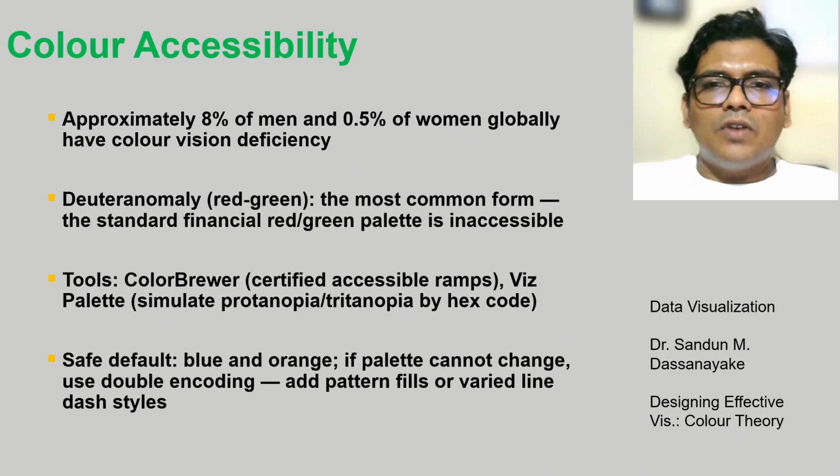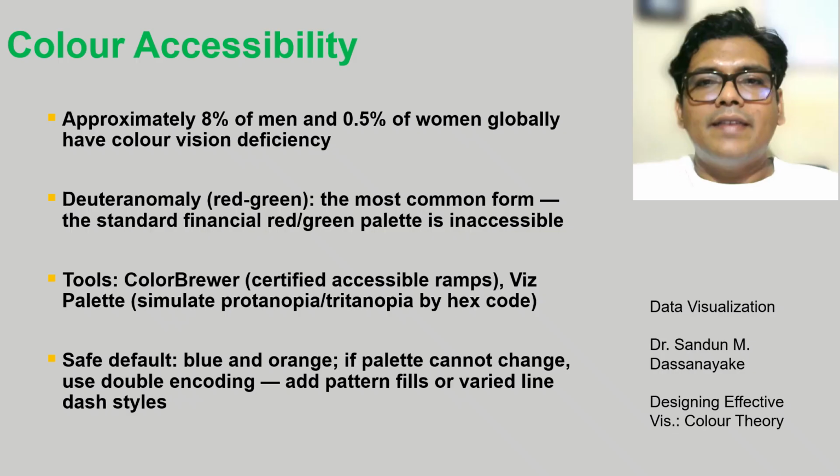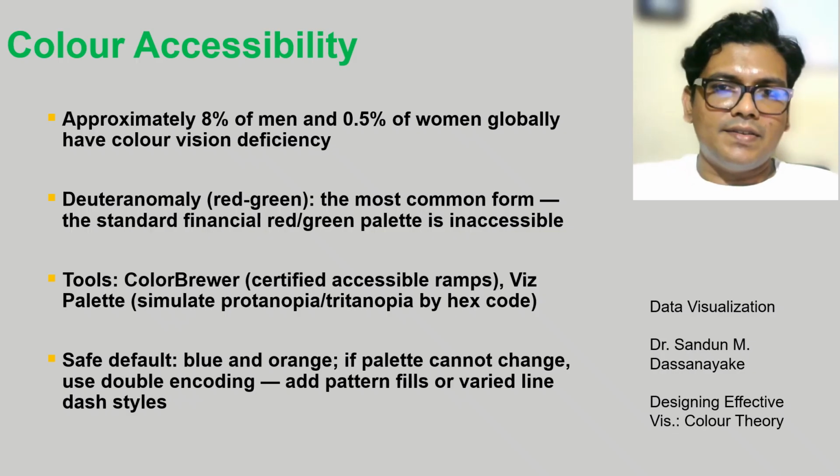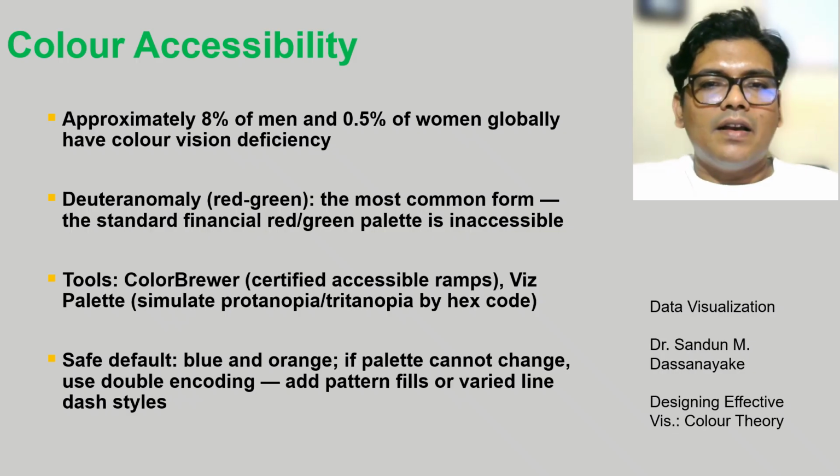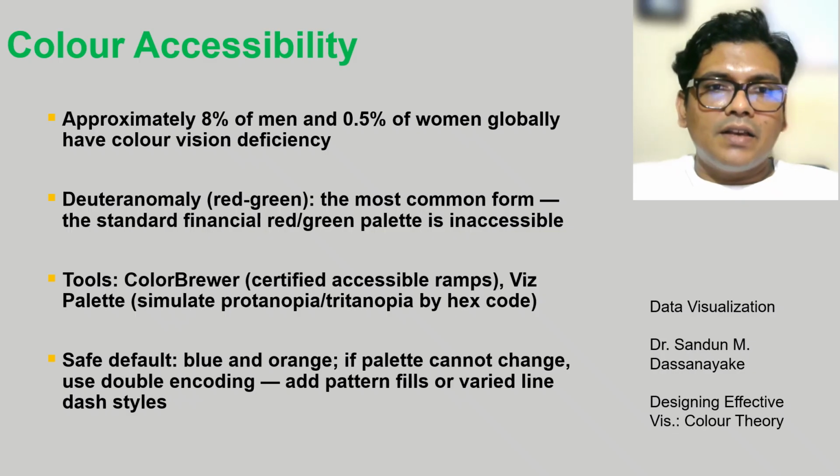The most common deficiency type, deuteranomaly, is exactly a red-green deficiency. So those charts are effectively unreadable for a meaningful chunk of every audience. The easy fix is to swap in blue and orange as your default pair. These two remain distinguishable under virtually every common type of color vision deficiency, with no real downside for everyone else.